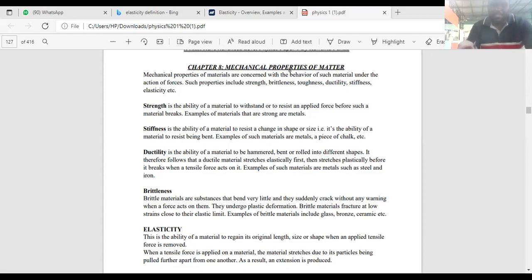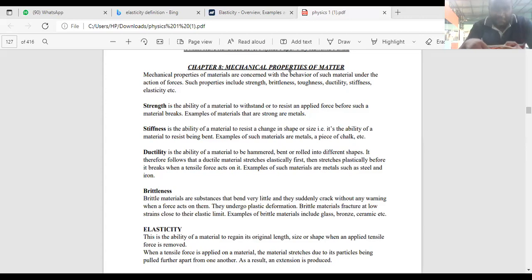Brittleness. Brittle materials or substances bend very little and break suddenly. They suddenly crack without any warning when a force is applied on them. When you look at glass, if you see a car's glass breaking, it breaks into so many small particles. It's because glass has cracks within it, and those cracks are weak points. So when a force is applied, the force can go through the entire cracks of the glass, and the glass can easily crash into those small particles that you normally see.